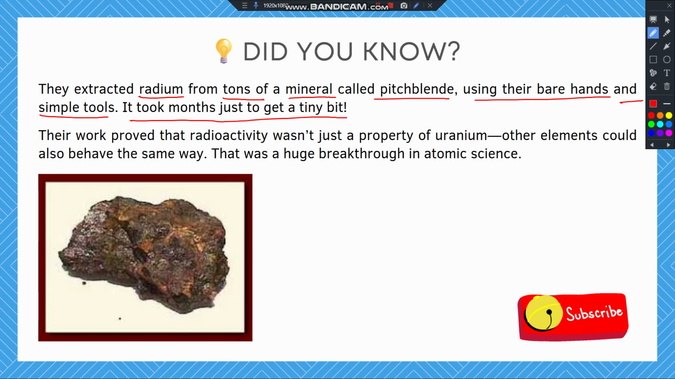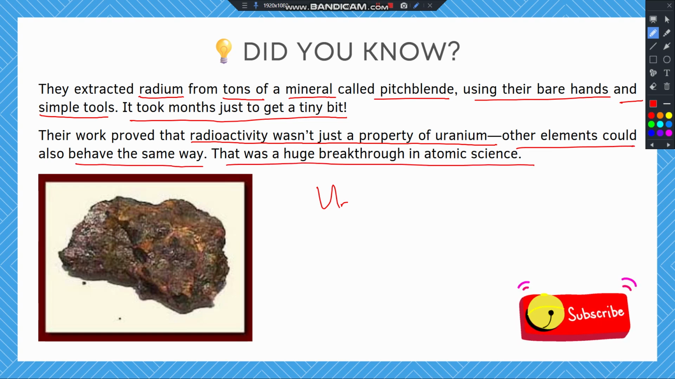Their work also proved that radioactivity wasn't just a property of uranium, although the first ever element that radioactivity was discovered with was uranium. Alright? But other elements could also behave the same way. This was a huge breakthrough in atomic science.